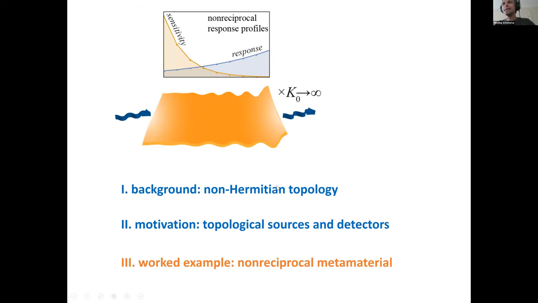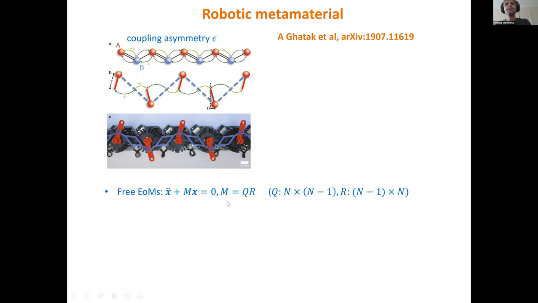So let's look at the physics of this and see where the difference of the source and the detector is actually encoded. So the little video that I showed was a so-called robotic metamaterial. And the system was built to highlight the bulk effects of the system. So you wiggle somewhere in the middle and then you get this exponentially skewed response to the side.